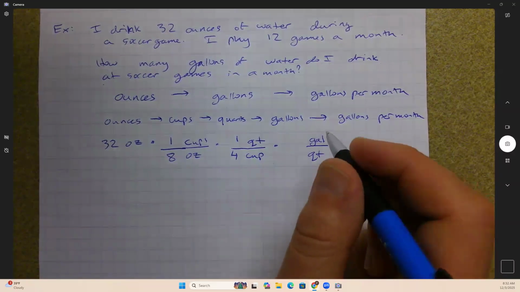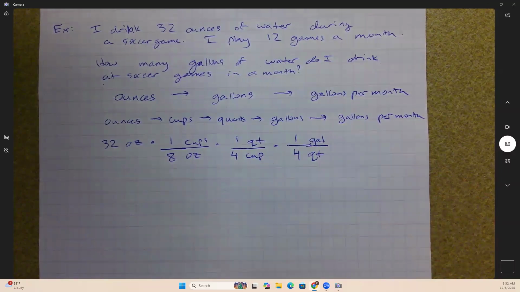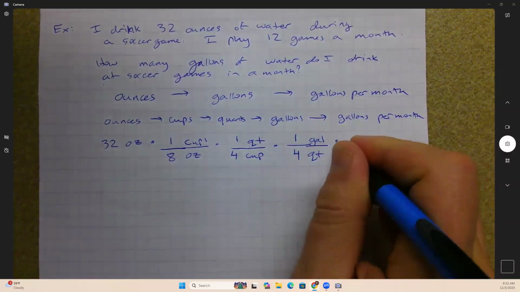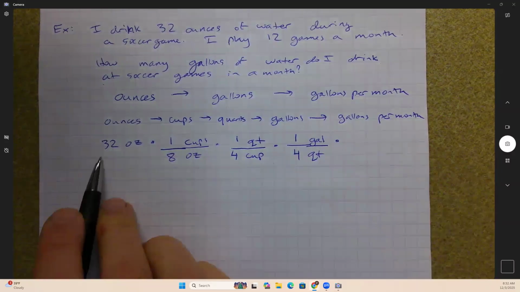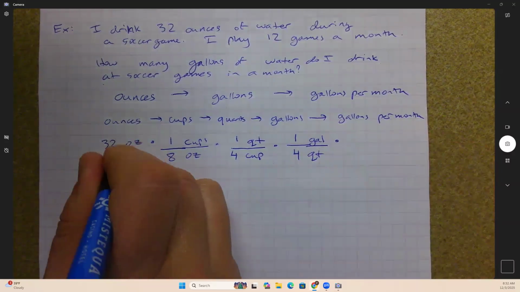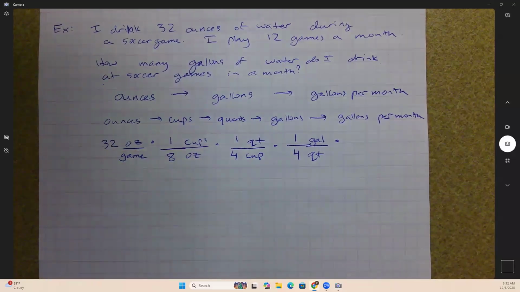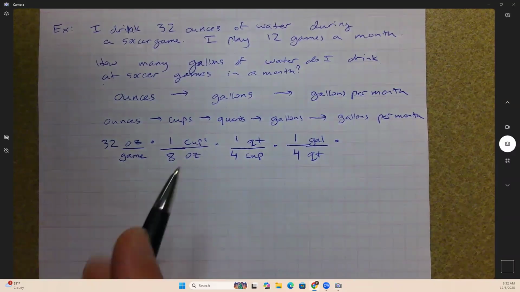And that is 1 gallon and 4 quarts. And this is going to give me the gallons per game. Oh, there we go. Look at this. Ounces per game. Right? Ounces per game. This is where the dimensional analysis snuck back in. If I drink 32 ounces during a soccer game, that's 32 ounces for every 1 game.